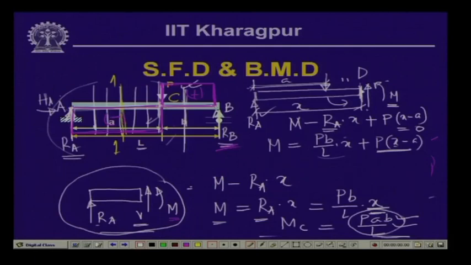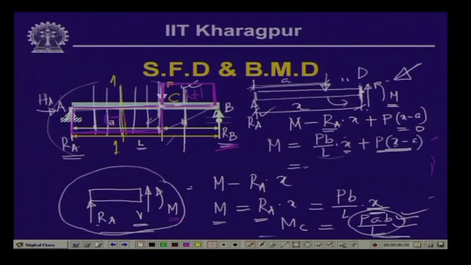Now, the expression which we have obtained from this point to this point from this particular free body diagram gives the bending moment at point C. Substituting the value of x equal to a gives us the value of P a b by L. Now, what happens between these, since there are no loads? And if we substitute x equal to L, then what happens?